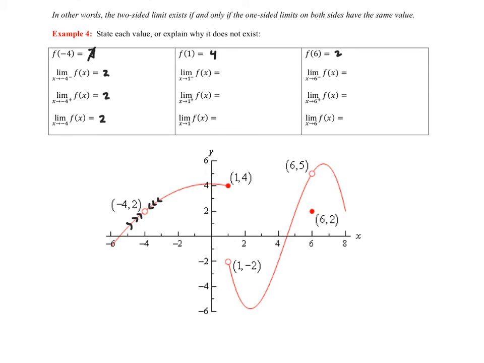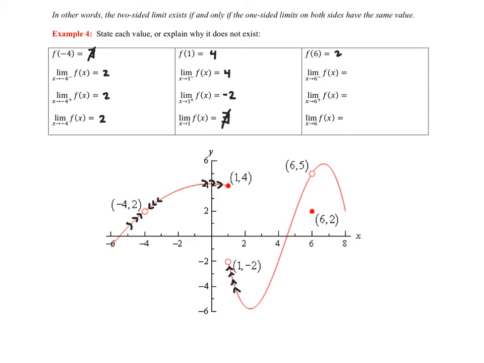Okay, let's look at x around 1. As we approach 1 from the left, looks like our limit is 4. As we approach 1 from the right, our output is approaching -2. Since those two do not agree, then the limit as x approaches 1 of f of x does not exist.